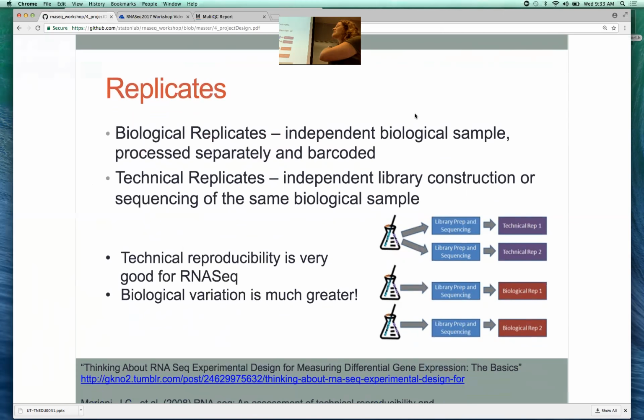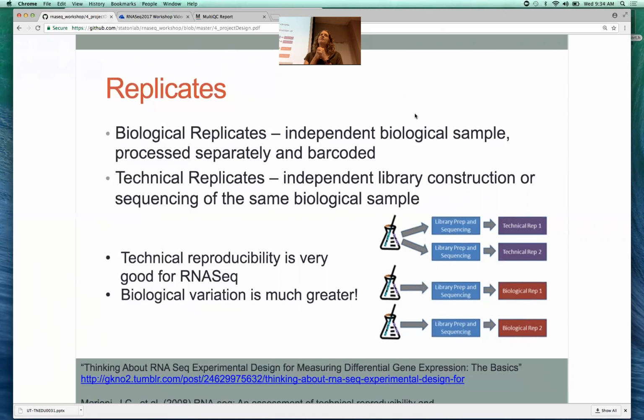So what do I mean when I say replicates? I keep saying replicates, and there's actually two types of replicates that we talk about in science. The first is biological replicates. So we want independent biological samples processed separately. And in the case of sequencing experiments, we want them barcoded separately. So true independent biological replicates.